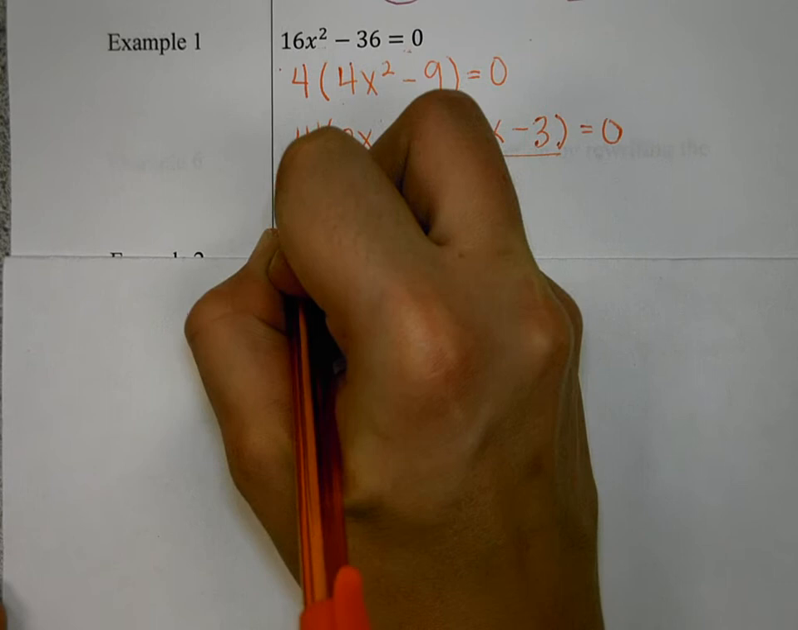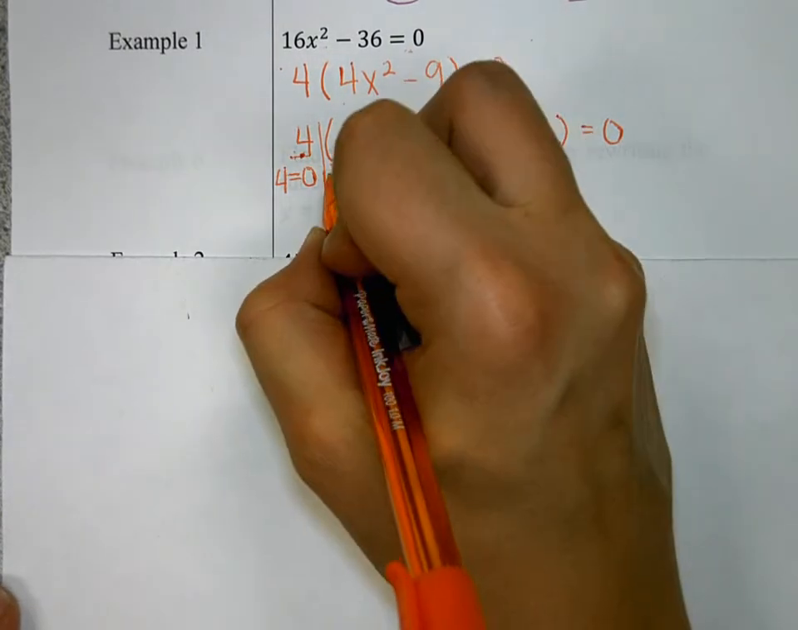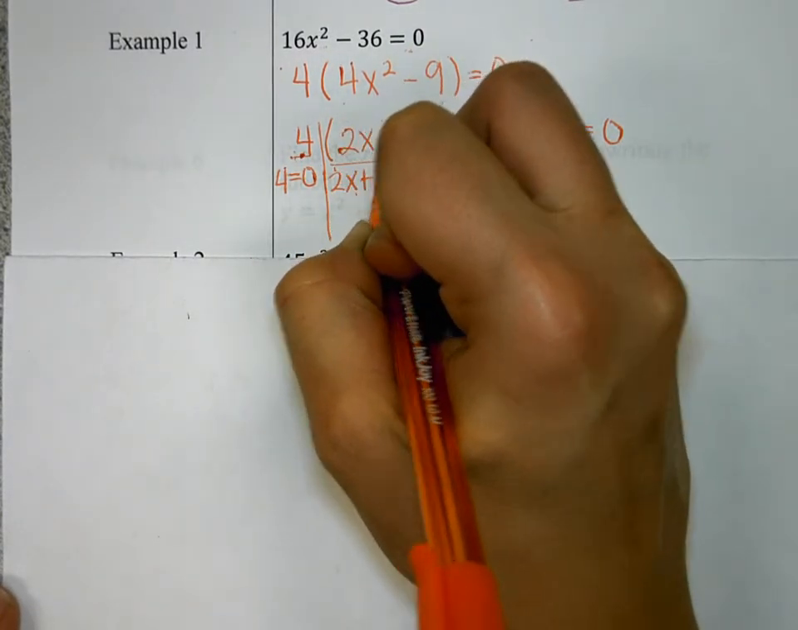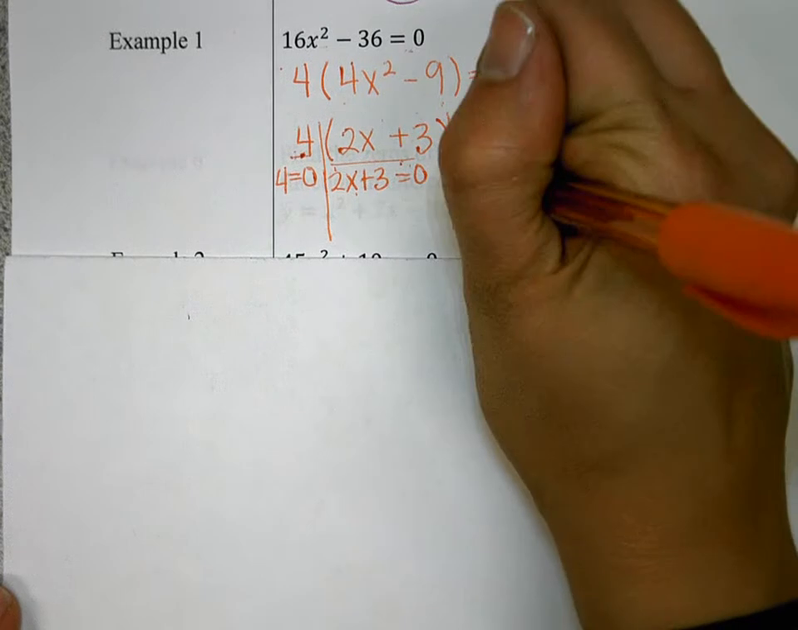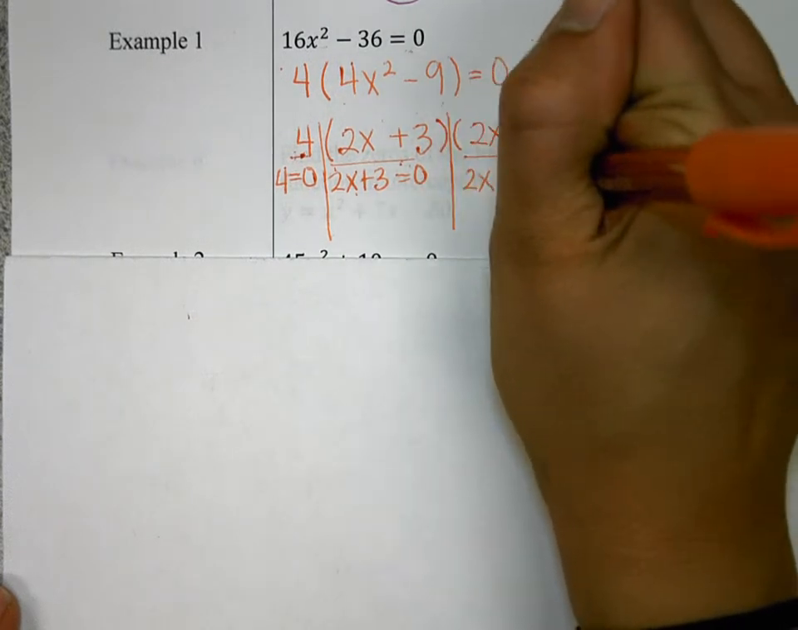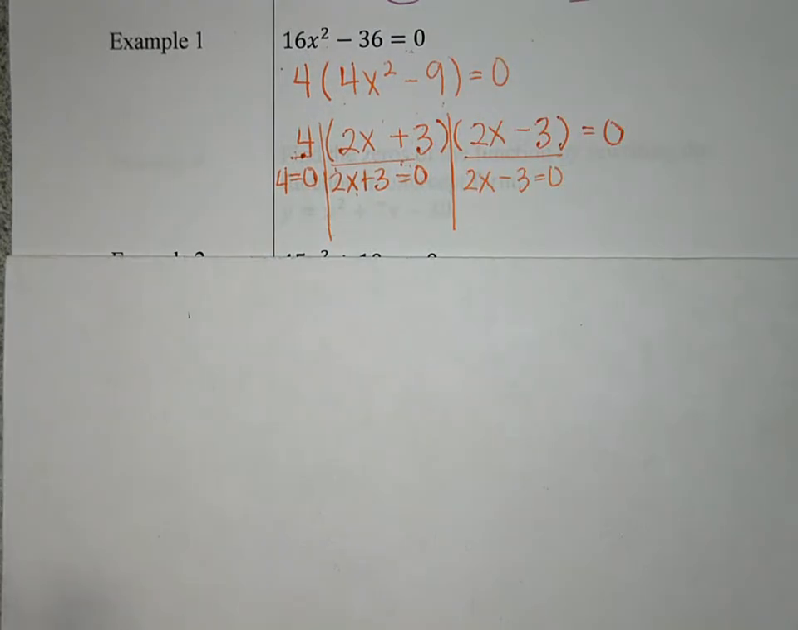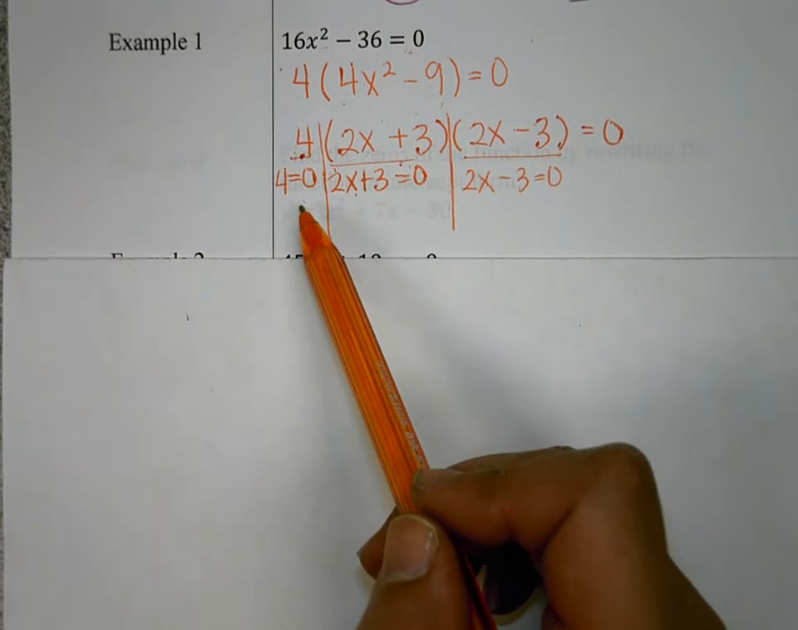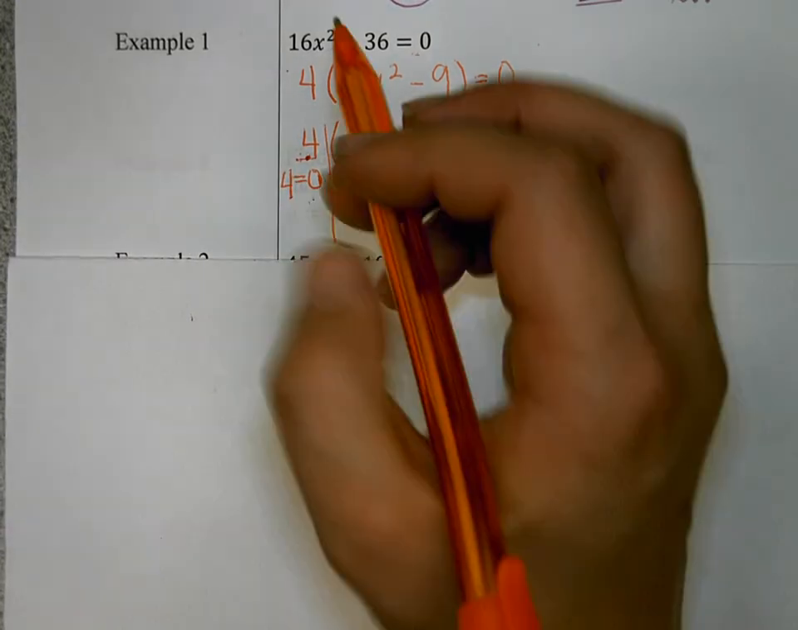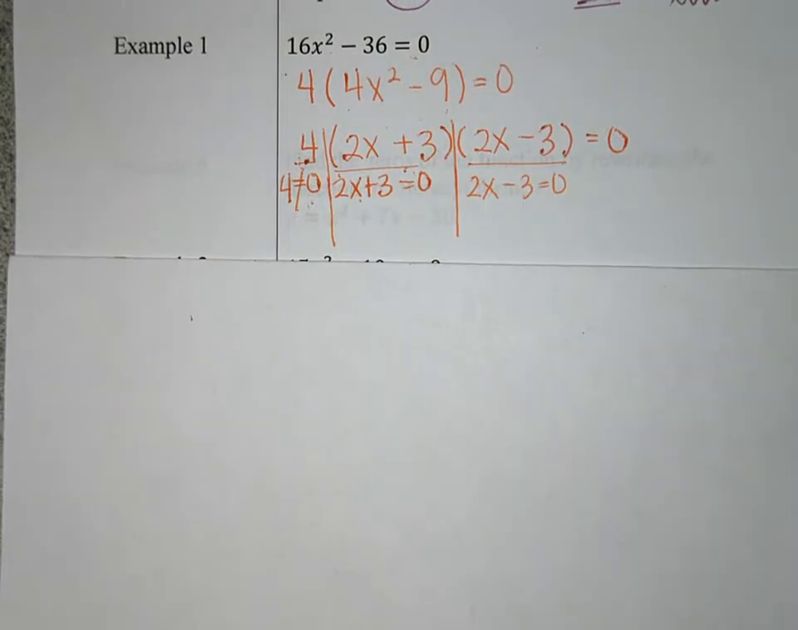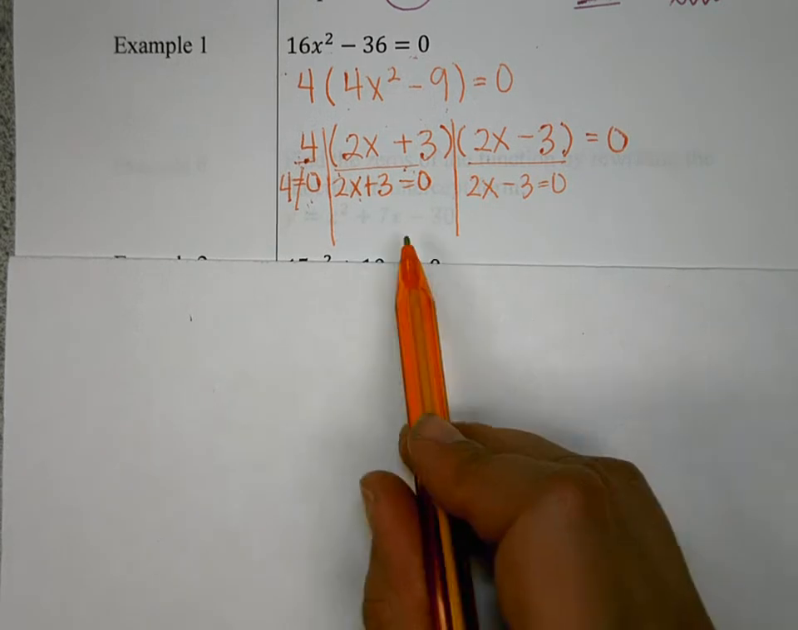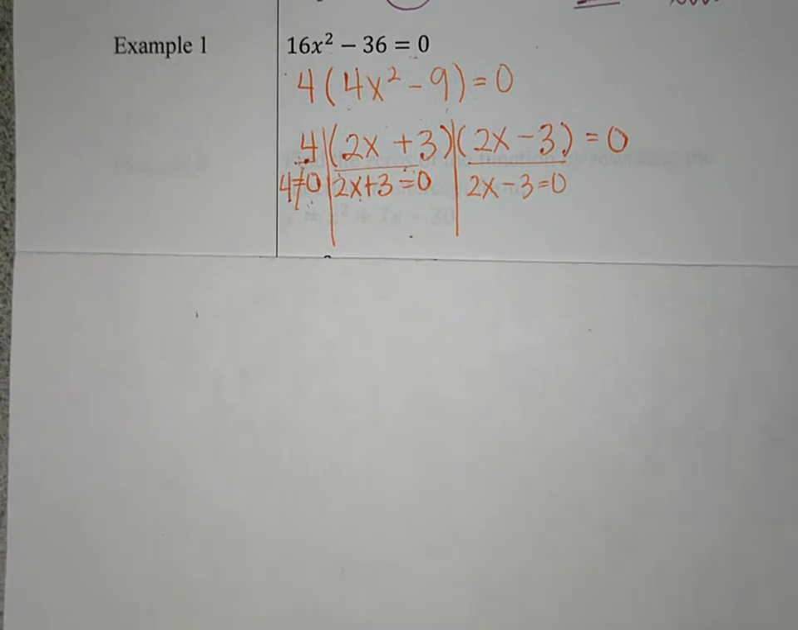So we have 4 equals 0. We have 2x plus 3 equals 0. And 2x minus 3 equals 0. So typically, however many factors I have, that's how many answers I will get. However, when we have a GCF that's a factor, obviously 4 can never equal 0, so that's not going to be possible. So in this case, we'll actually only have 2 answers.